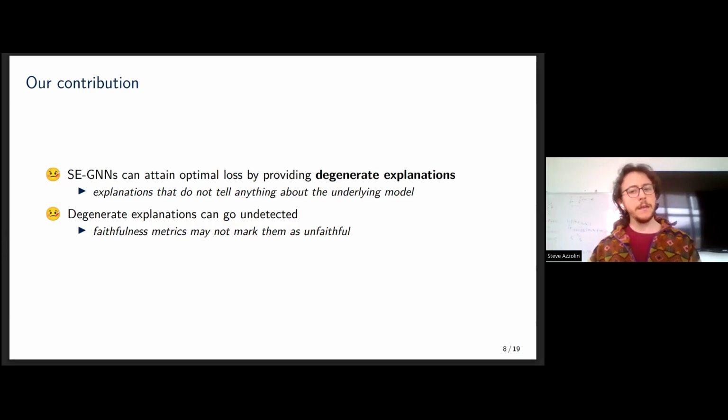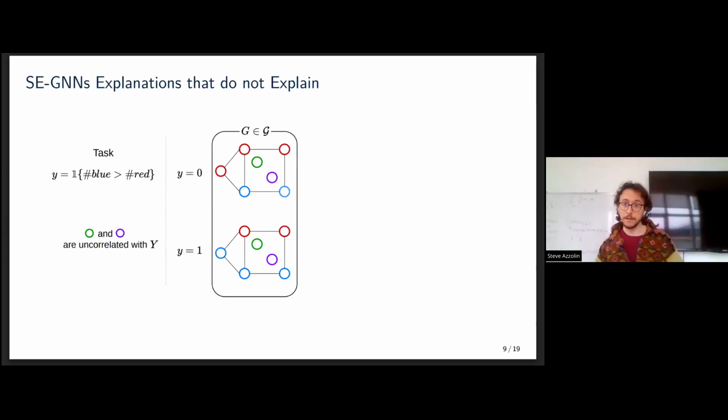I thought that the best idea to explain what we mean by degenerate is through an example. So let me guide you through this example. Let us pick a set of graphs where we have a random number of nodes with random connectivity. And the task defined on this graph is the one reported on the left. So our graph has label 1 whenever the number of blue nodes is greater than the number of red nodes.